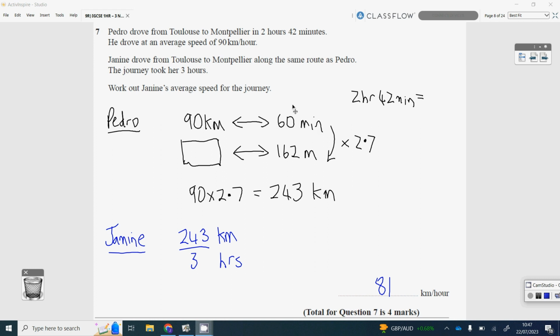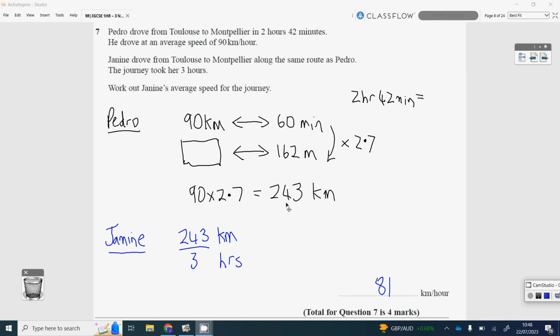So how far would he go in 2 hours 42 minutes? Now 2 hours and 42 minutes, 2 lots of 60 add 42 is 162. So we want to see how far he would go in 162 minutes. So proportionally, how do we get from 60 minutes to 162 minutes? So on your calculator, do 162 divided by 60, and we can see that's 2.7 times as much. So in 2.7 times as much time, he would go 2.7 times as far. So we're going to do 90 times 2.7. So we can see that Pedro in 2 hours 42 minutes would travel 243 kilometres.